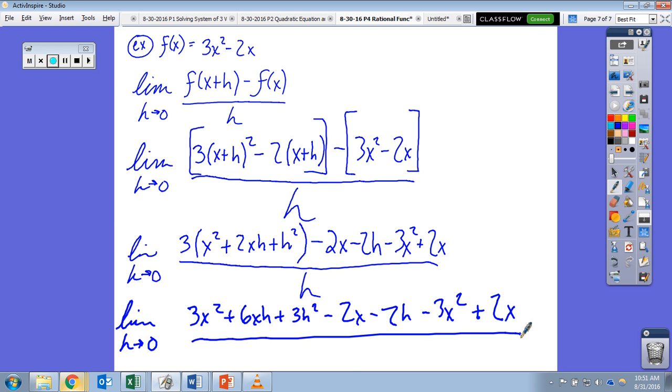all over h. I think this is still pretty clear, guys. You see each line? Okay. I think that reduces to 3h squared plus 6xh minus 2h. So let's see. You guys see? That's 2h, and then the 2x's.